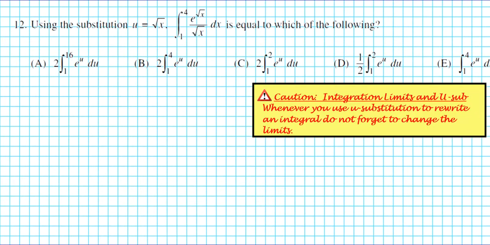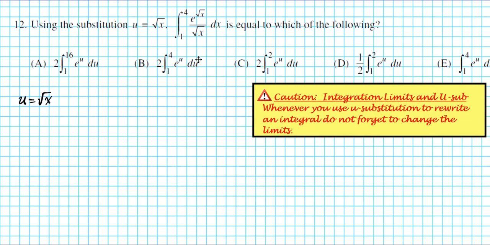Alrighty, let's take a look at question number 12. It says using the U substitution, U equals the square root of x, the integral from 1 to 4 of e to the rad x over rad x dx is equal to which of the following? So the integration technique that we're going to be using for this problem is the U-substitution integration technique, okay? Alright, so we're already told that U is equal to rad x.